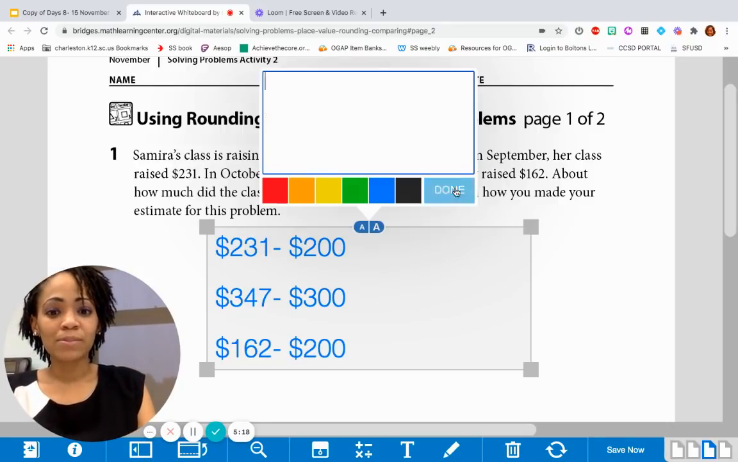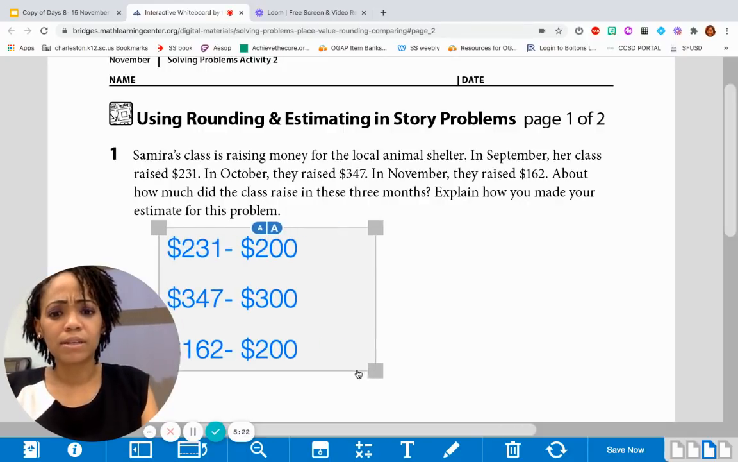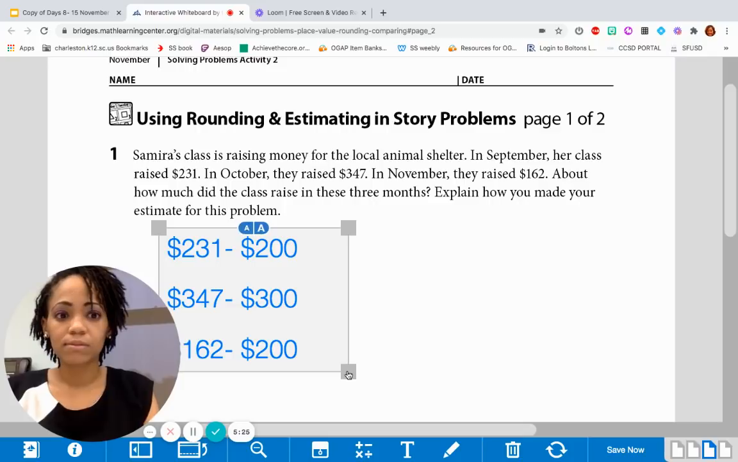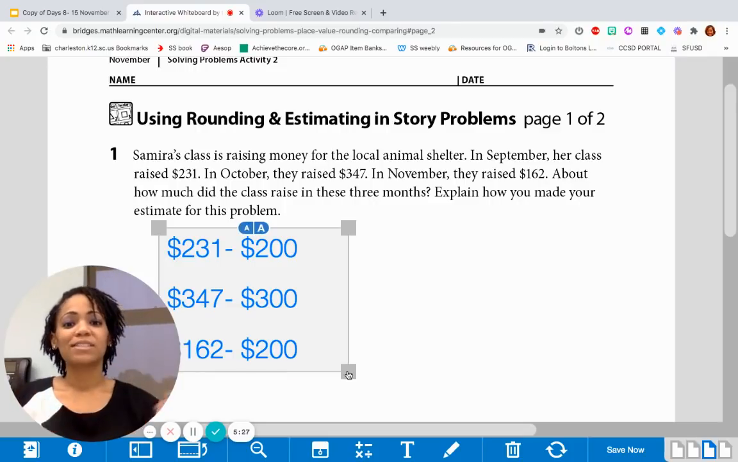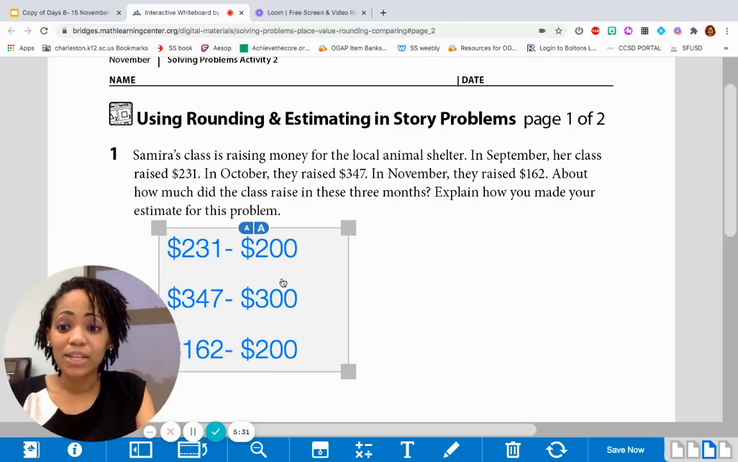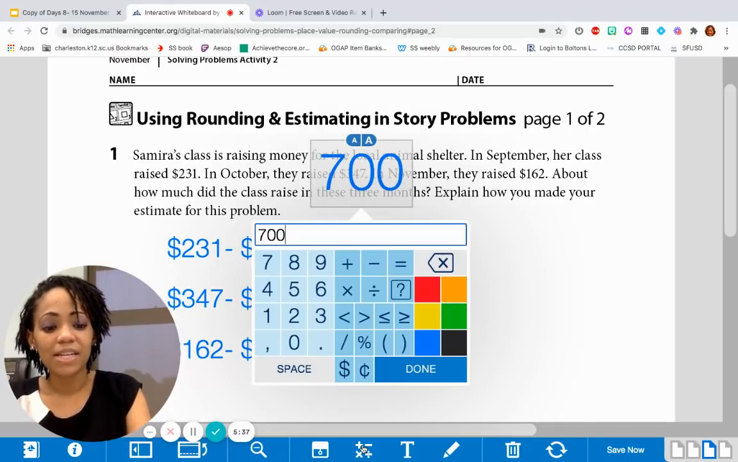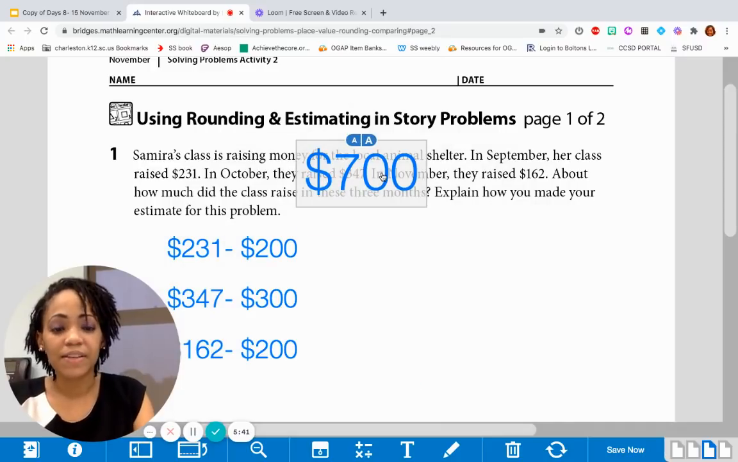So we could do this math really easy, right? So these are our rounded numbers. Did we answer the question? No. It says how much did they raise in those 3 months? So we can add that really quickly. 300 plus 200, 500 plus another 200 is $700. So they've raised about $700.